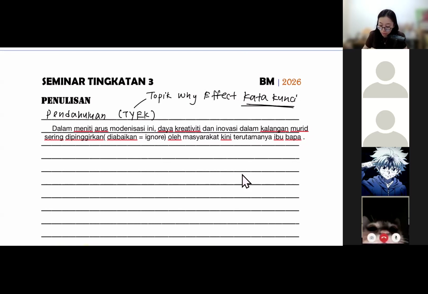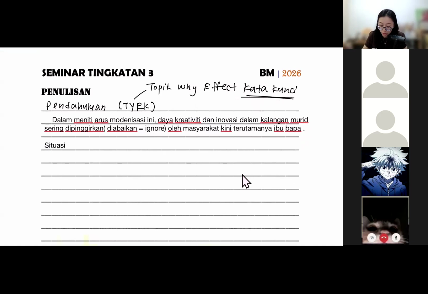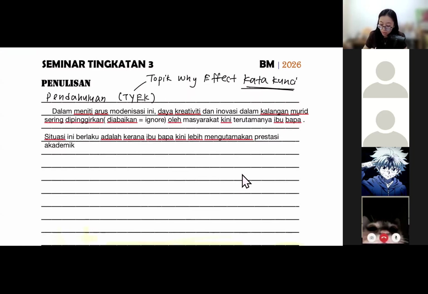So you can say, situasi ini berlaku, happen, adalah kerana, is because, ibu bapa kini, nowadays the parents, lebih mengutamakan, more focus on prestasi, which is their performance, prestasi akademik anak-anak, berbanding, compared with, dengan daya tersebut, that's ability.